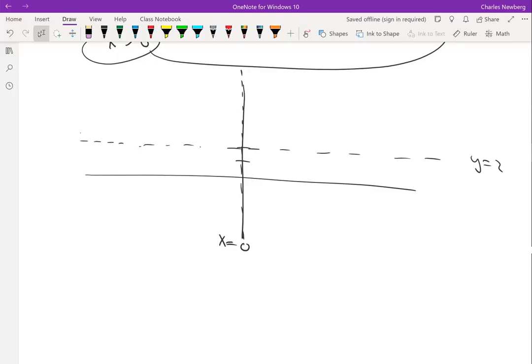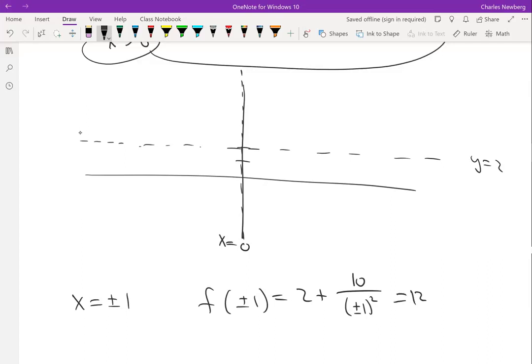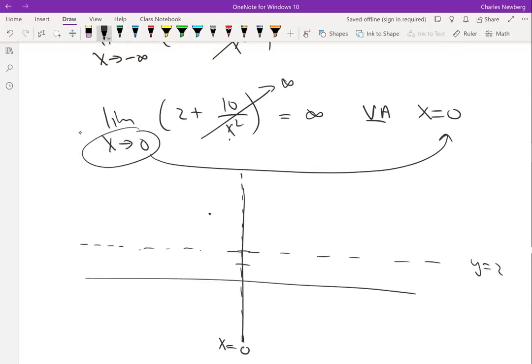Okay. Now there's lots of good choices, but your best 2 choices are probably what? Plus and minus 1. If you picked anything else out, you're working too hard. Let's put in plus or minus 1 in this function. 2 plus 10 over plus or minus 1 squared. And why did I do it all at once? Because of the square. What's 1 squared? 1. What's minus 1 squared? 1. What's 10 divided by 1? 10. 2 plus 10? 12. So we have a point (-1, 12), and we have a point (1, 12).